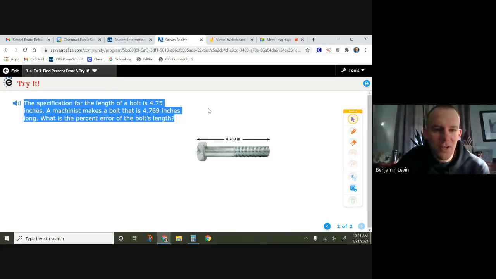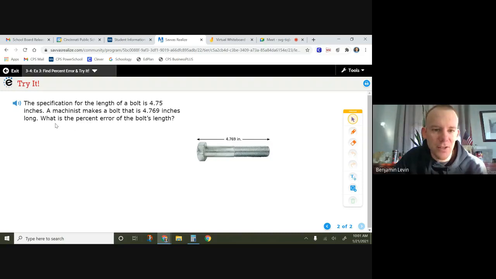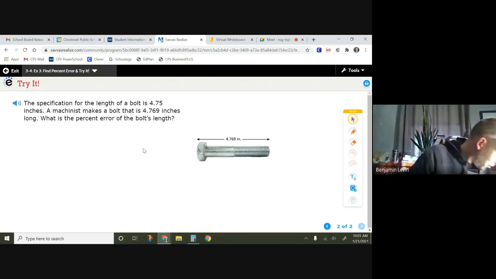The specification of the length of a bolt is 4.75 inches. A machinist makes a bolt that is 4.76 inches long. What is the percent error of the bolt's length?